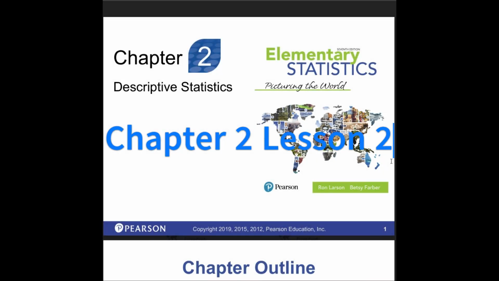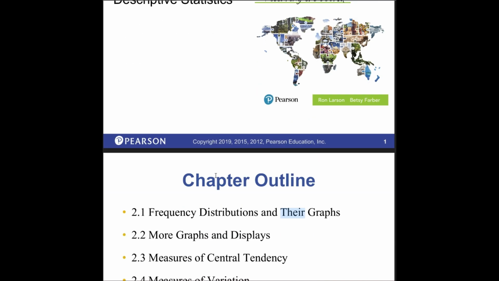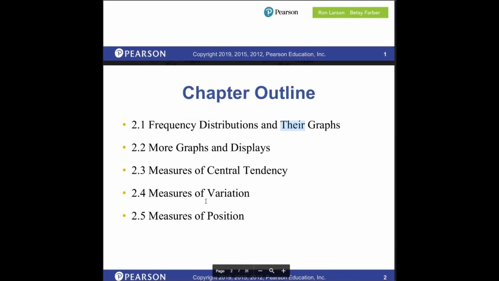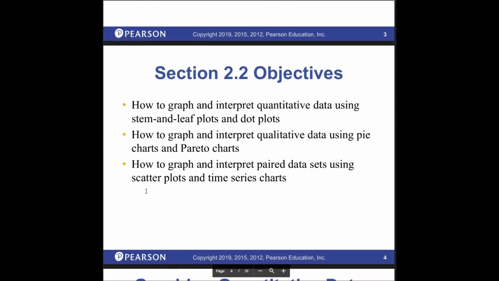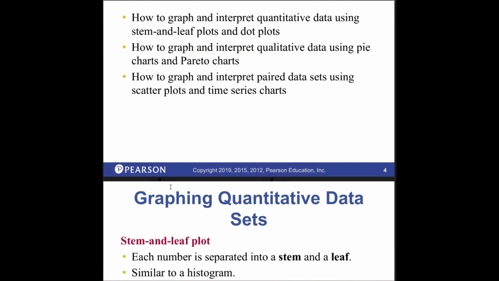My name is Muhammad and today we'll be doing chapter 2, lesson 2, more graphs and displays. Our objectives for this lesson are how to graph and interpret quantitative data using stem and leaf plots and dot plots, how to graph and interpret qualitative data using pie charts and Pareto charts, and how to graph and interpret paired data sets using scatter plots and time series charts.